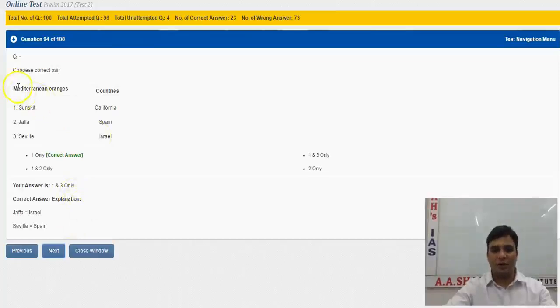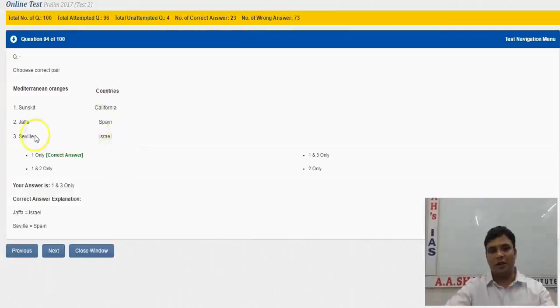All we were expecting is that you make an attempt, and even if you don't, this will help you in your revision, because this belongs to the syllabus of World Economic Geography. Since the correct answer is one only, I'd suggest that you also find out about Jaffa and Seville. Seville is a place in Spain. So it's not correctly matched. Seville is matched against Israel. It should be matched against Spain. If you are a big football fan, you would know that there is a football club by the name Seville, right?